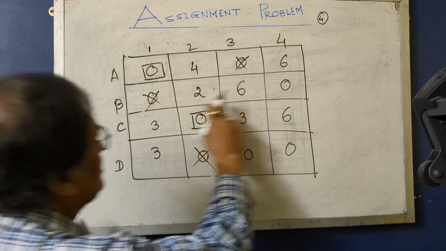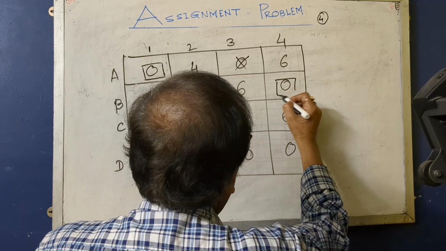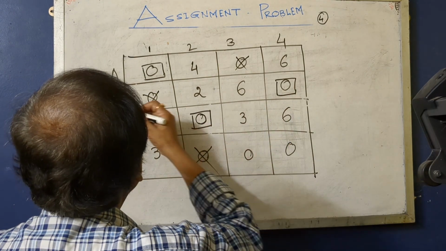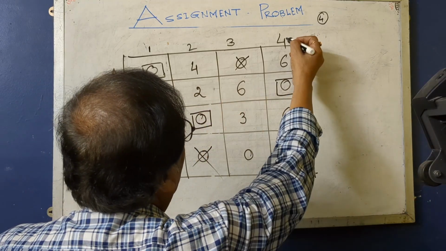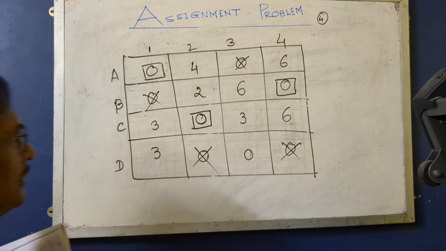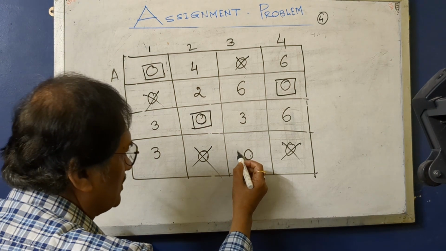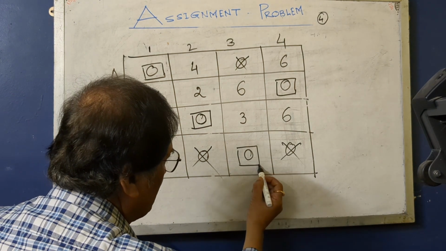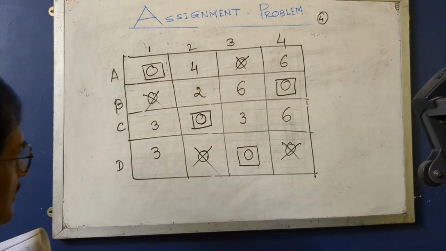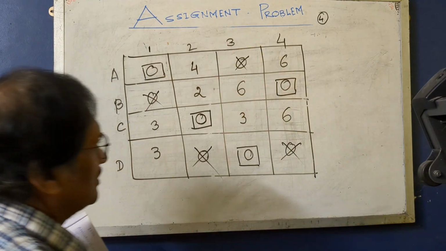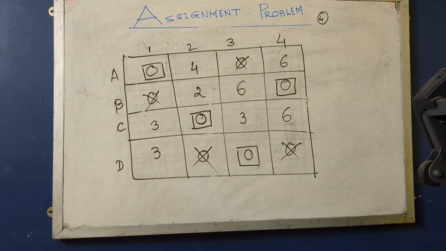Now for B, there is only 1 zero and that's why this is the allocation. The moment you allocate it, that means person B is allocated the 4th job. That means you cannot allocate this job further. And only 1 zero is remaining. It must be given to D. That means D will be allocated the 3rd job. This is the process by which you have to allocate the persons to the jobs.